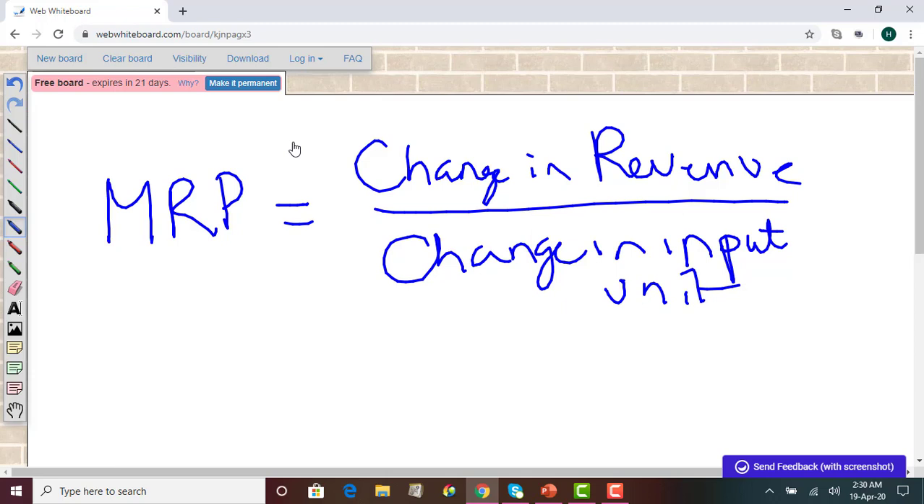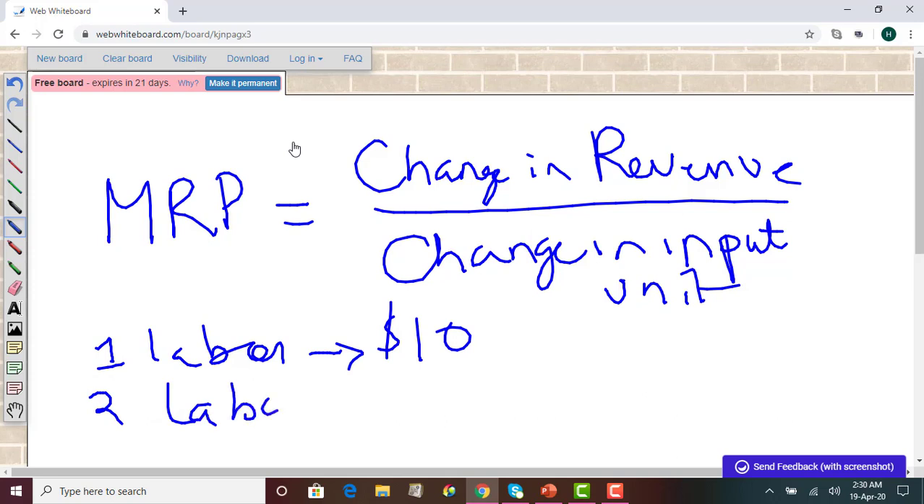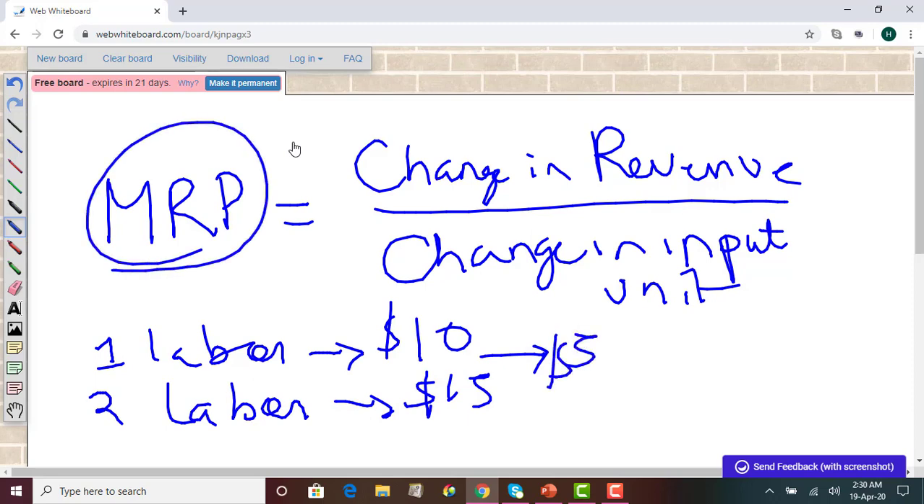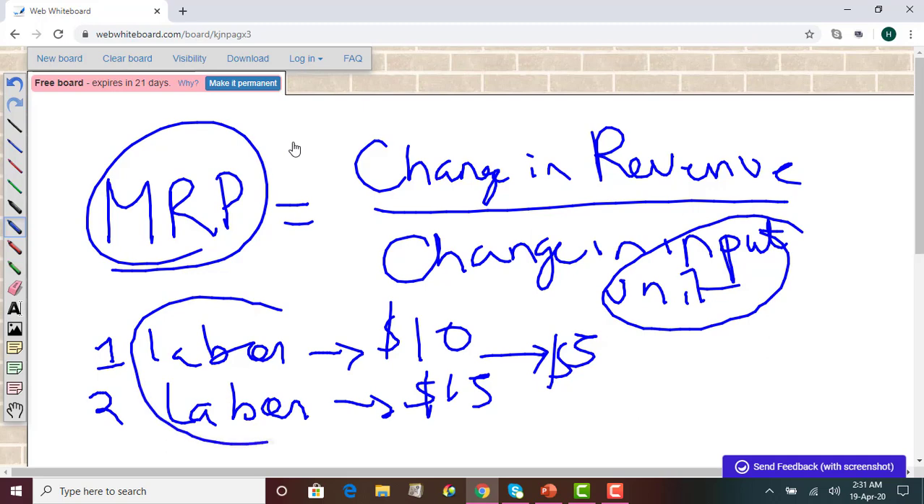Let's just assume when I am employing one labor, my revenue is, let's say, $10. When I am employing two laborers, my revenue is $15. So the difference between 10 and 15 is $5, and that is the marginal revenue product. Basically, it's the change in revenue that results because of a change in input unit. This is your input, right? Input is basically the factor of production or the resource.